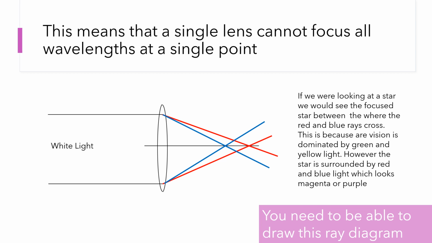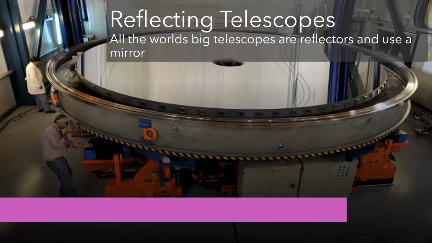However, because that image would be surrounded by unfocused blue light and unfocused red light, it would look like there was a purple or magenta halo around the star, sometimes referred to as false color. And this is the first of 3 ray diagrams that you need to be able to draw.